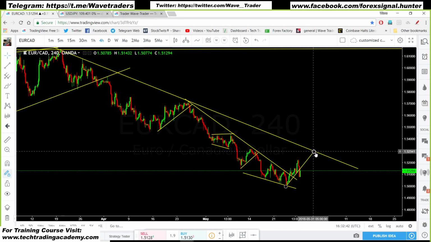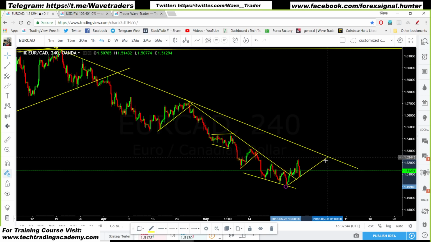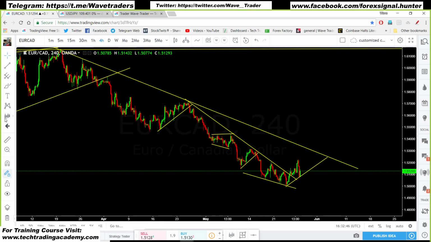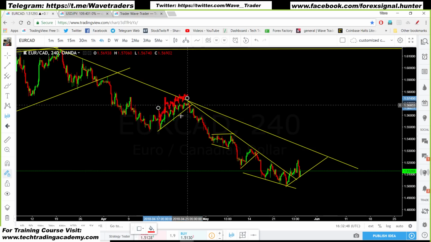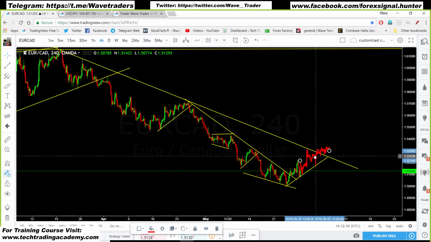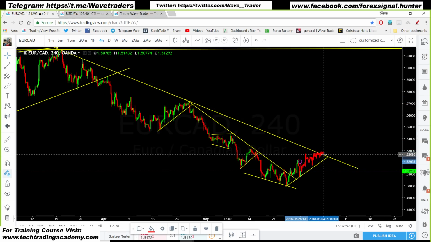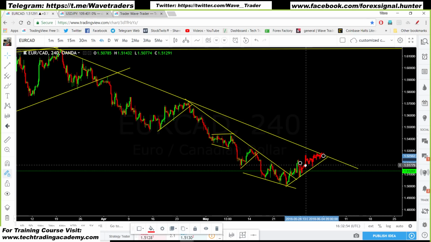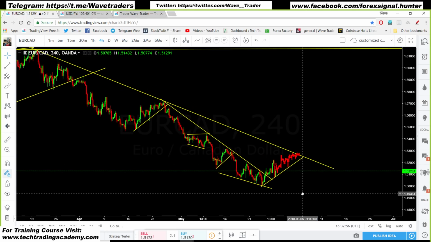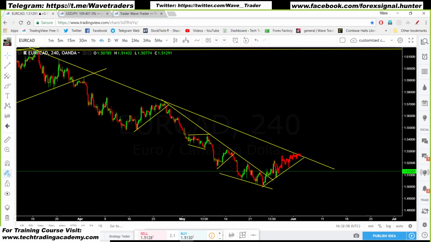That correction is just appearing over there. A couple more bars. You see that this correction needs to complete. So the short-term buy is going to be over there, a very, very short-term buy, and then continuation to the downside.